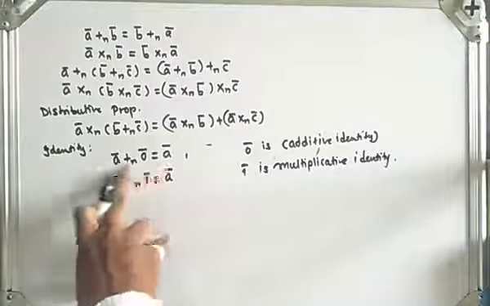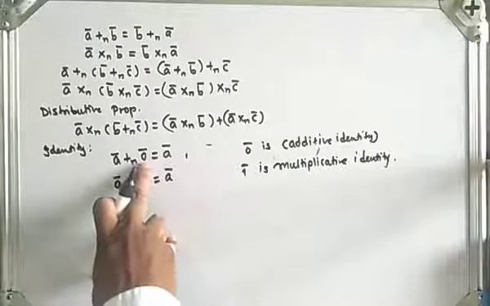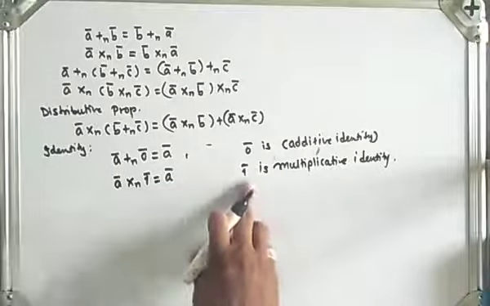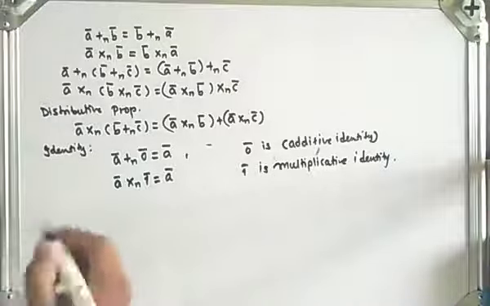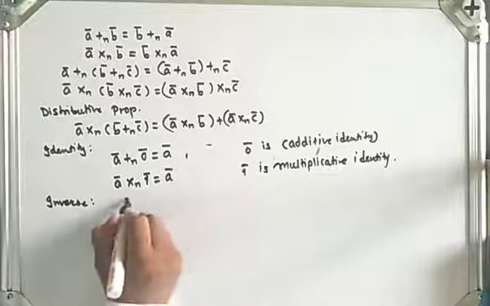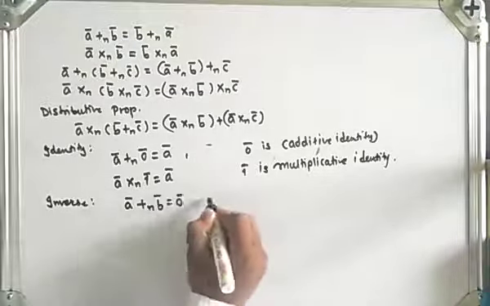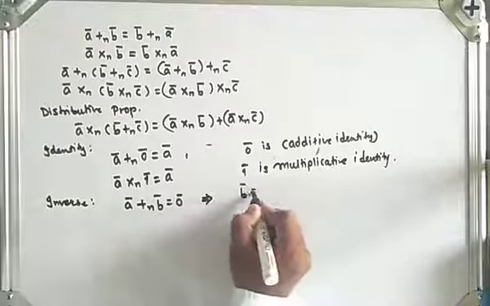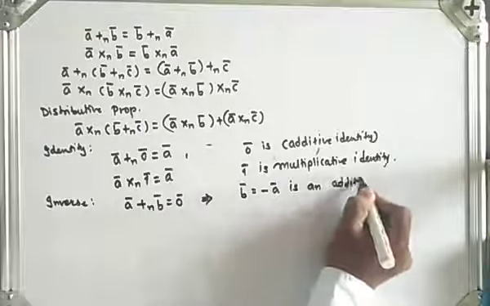So in the addition case, if a bar addition modulo n 0 bar is equal to a bar, then we say that 0 bar is an additive identity, and if a bar multiplication modulo n 1 bar is equal to a bar, then we say that 1 bar is a multiplicative identity. Now next we will see inverse. If a bar addition modulo n b bar is equal to 0 bar, then after solving, what will we get? b bar is equal to minus a bar, the additive inverse.